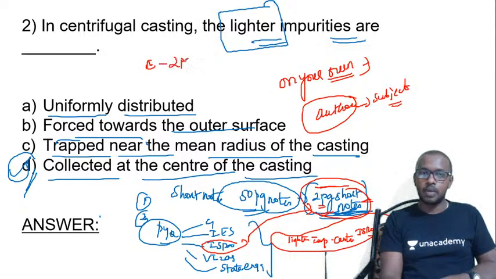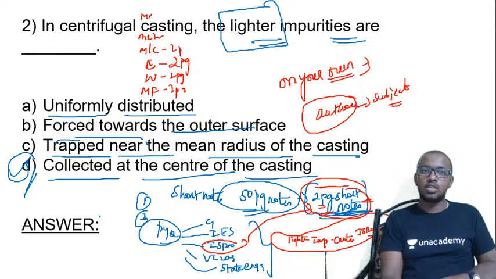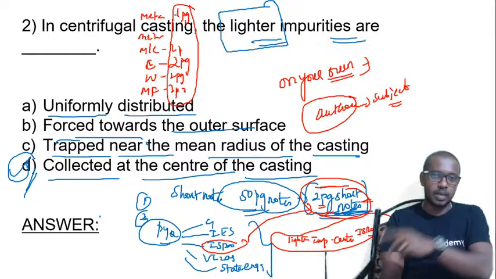Every casting subject has 2-page short notes. Welding will have 2-page short notes. Metal forming will have 2-page short notes, and machining technology will have 2-page short notes. Similarly, metrology will have 2-page short notes, and metallurgy will have a 1-page short notes. 1 page in the sense 2 sheets, like 2 pages, 1 sheet.